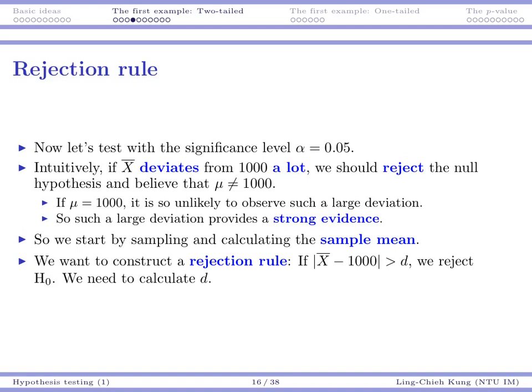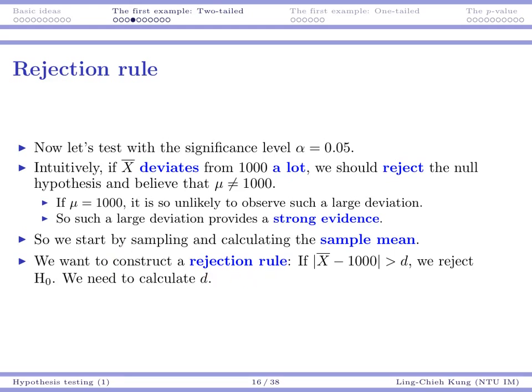So we start by collecting data and calculate the sample mean. Why do we calculate the sample mean? Basically, it's because we know the distribution of sample mean. That's something we need to control the probability. So we now want to construct a rejection rule.